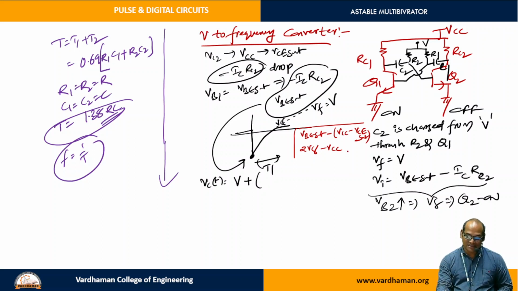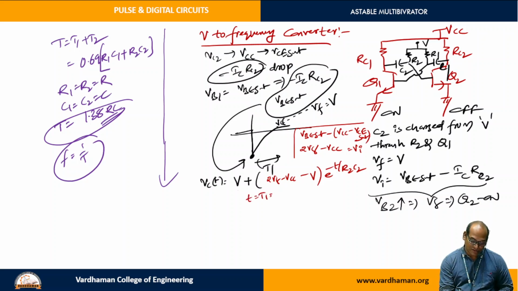So this entire thing is nothing but V initial. So I am writing that: V final plus V initial means 2 times V gamma minus VCC minus V final, that is V, not VCC, e power minus t by R2C2. When you take t equal to T1, this VC of t will become V gamma. By the completion of T1 seconds, it will reach V gamma. So V gamma equals V plus (2 times V gamma minus VCC minus V) e power minus T1 by R2C2.